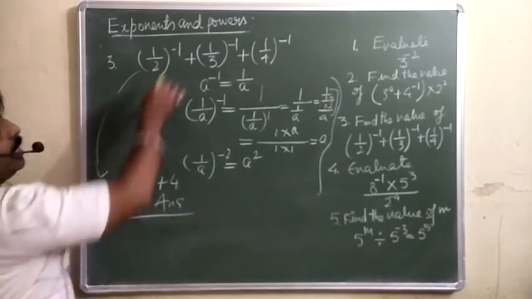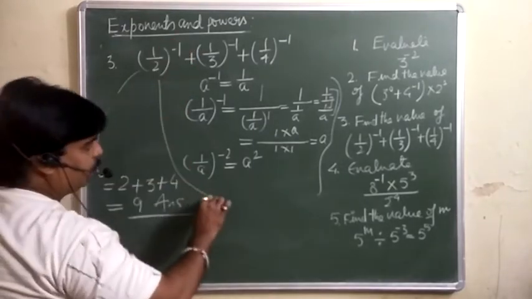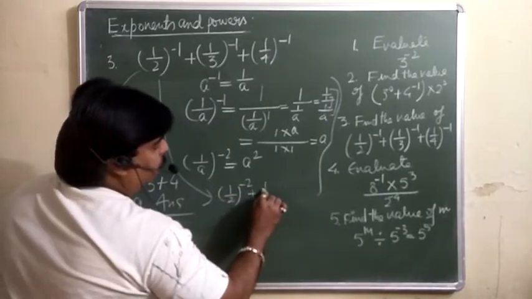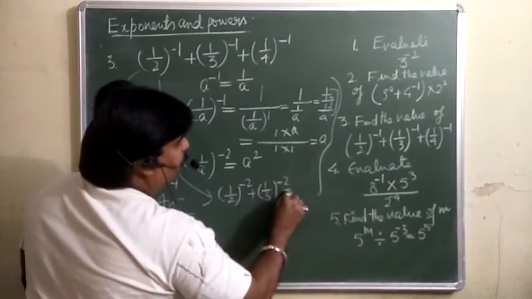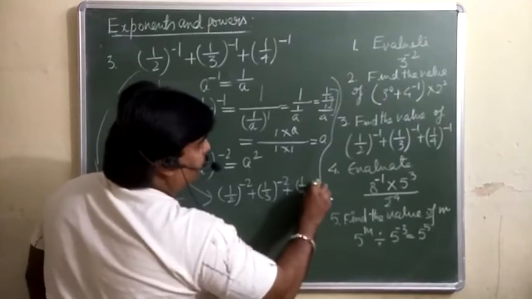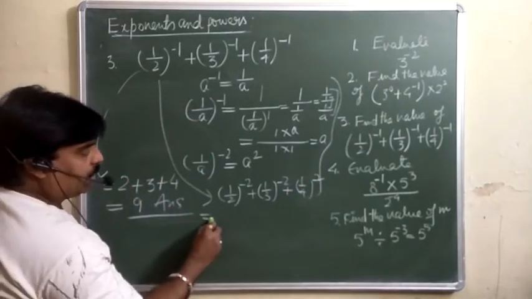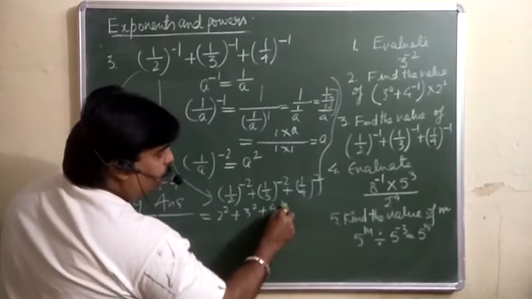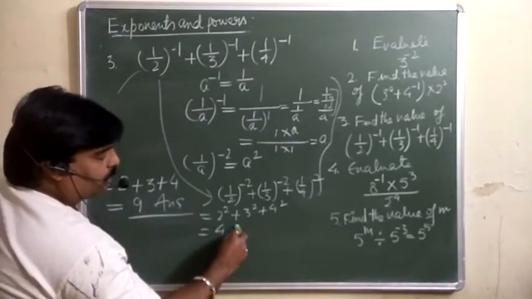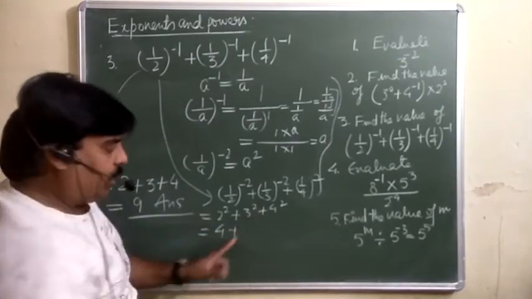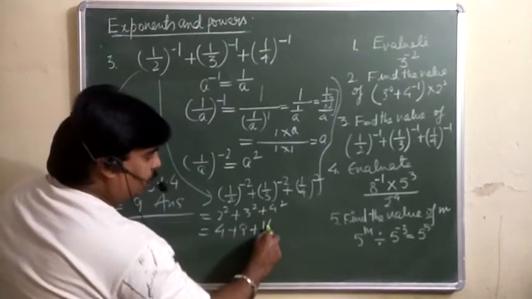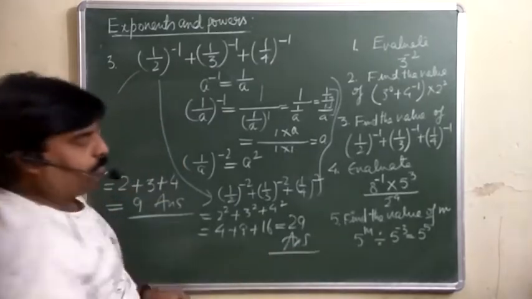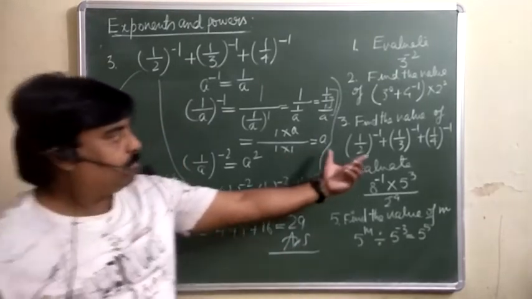Simple. If this were a square, for example suppose the question was like this, 1 over 2 raised to power minus 2 plus 1 over 3 raised to power minus 2 plus 1 over 4 raised to power minus 2. In that case, what happens is 2 raised to power 2 plus 3 raised to power 2 plus 4 raised to power 2. So 2 raised to power 2 means 4. 3 raised to power 2 means 3 into 3, 9. 4 into 4, 16. So that is equal to, you will get 29. So in that case your answer would be 29. So this is question number 3.